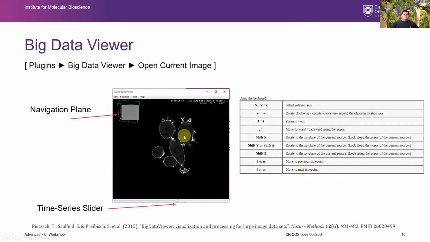So the first one is Big Data Viewer, and this will be located under the plugins, Big Data Viewer, and then Open Current Image will open the image that you have open into the Big Data Viewer window. In the top corner of the viewer, we can rotate and see where we are within our data sets. Down the bottom, if we have a time series data, is a slider, and these are pulled from the wiki about some of the different keyboard shortcuts you can use to navigate around the data.